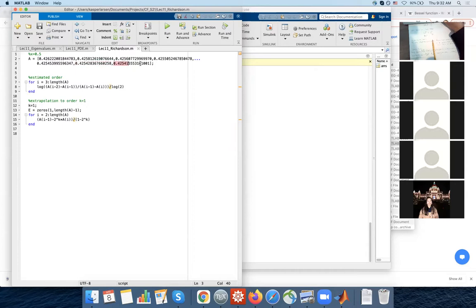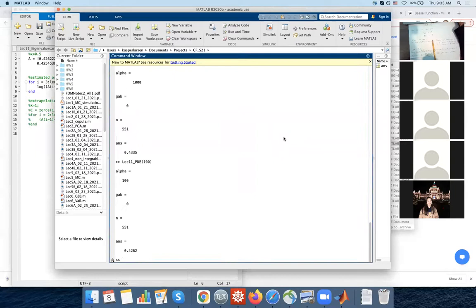So what I did was I first estimated the order. And this formula here, this is from the lecture we had last time. You have this bunch of numbers, and you can estimate the order using that formula from last time. So if I do that, we'll get these numbers here.